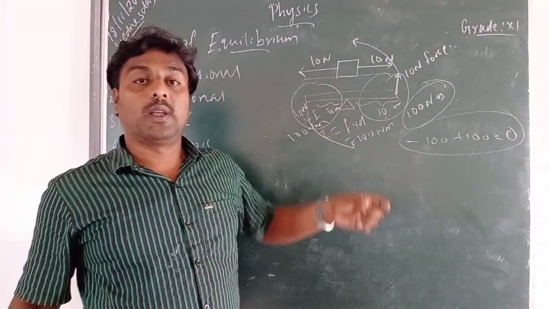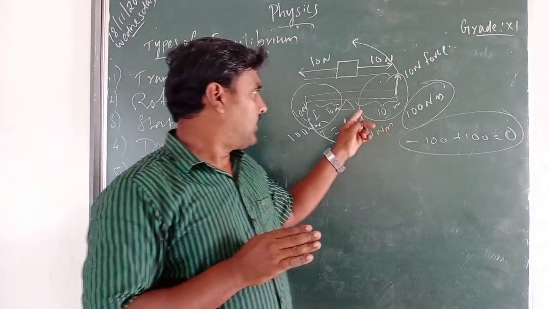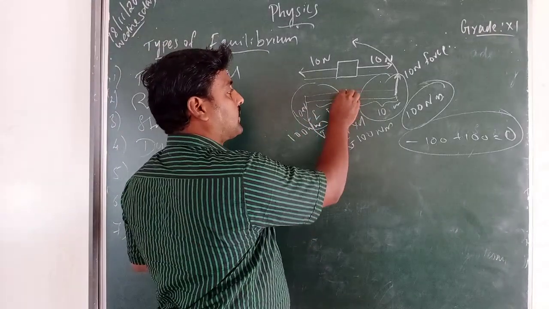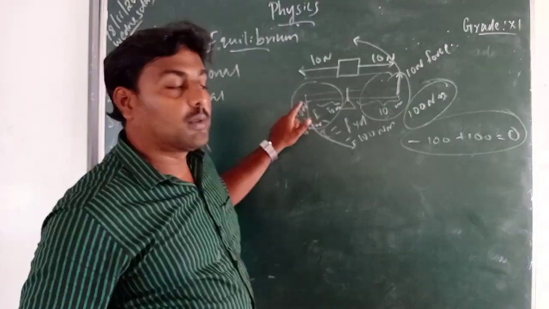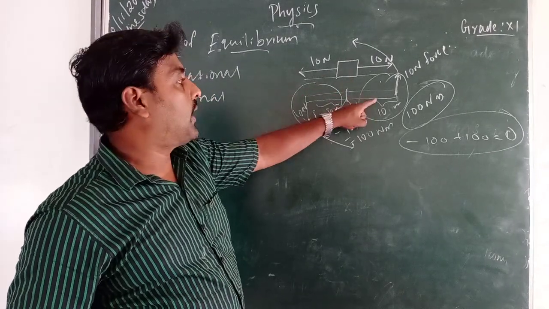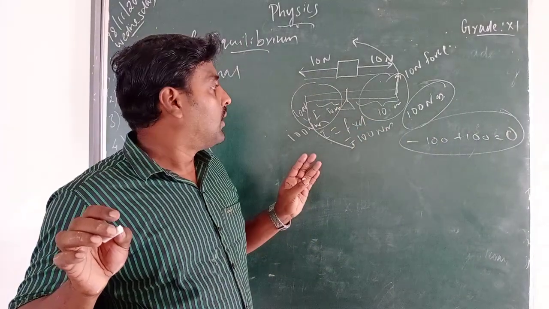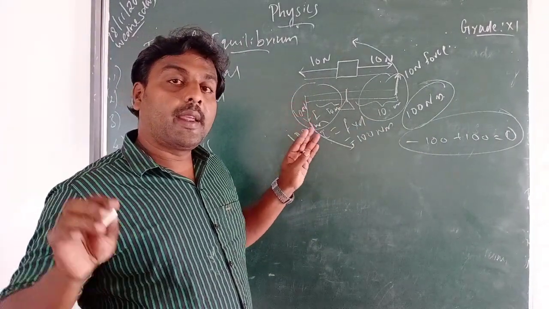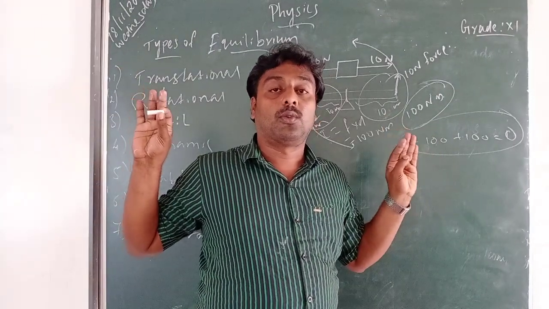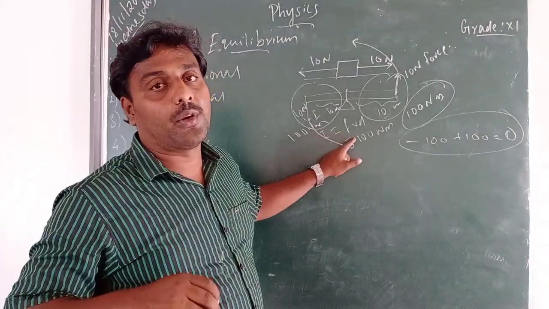Assume a uniform rod pivoted at its center, with a force acting on both sides. A 10 Newton force acts downward on one end and a 10 Newton force acts upward on the other, both at a distance of 10 meters. So what will you get for the torque? This side's torque formula is F into D.